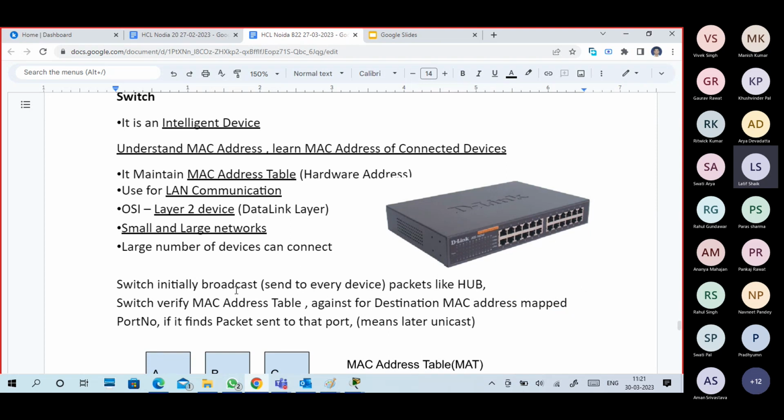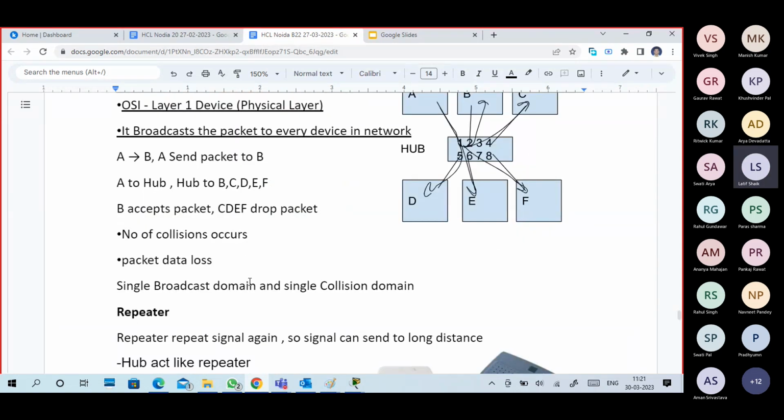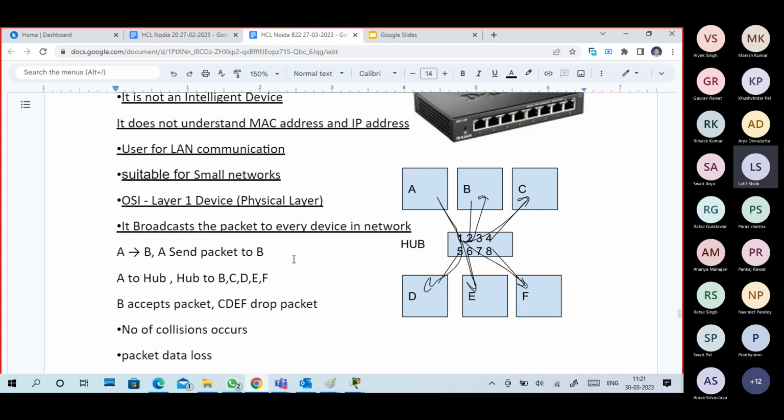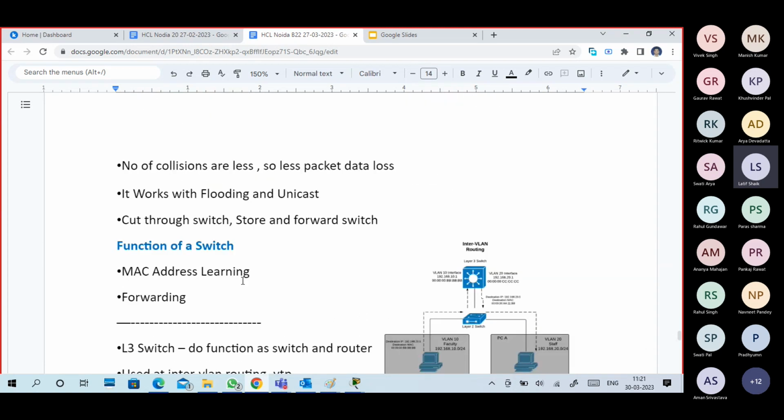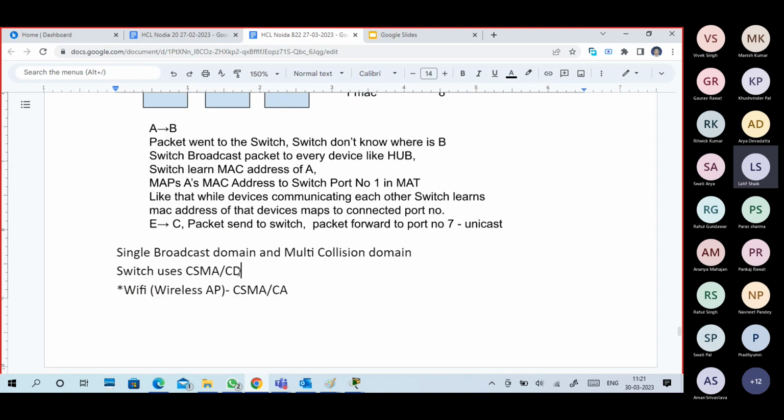In switches, there are layer 3 switches also available. Hub can be used for small networks, but switch can be used for small and large networks, meaning a large number of devices can get connected. Hub broadcasts the packets to every device in the network, and switch initially broadcasts the packets, but once it has learned the MAC addresses and created a MAC address table, using that table it unicasts the packets. Okay, that is the difference. Switch uses CSMA/CD, but hub doesn't know anything about CSMA/CD.